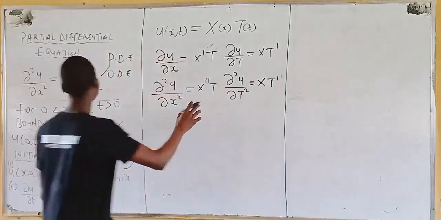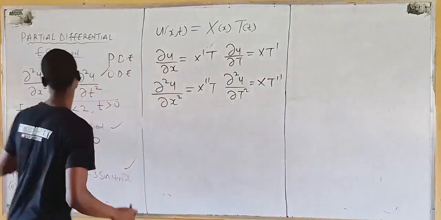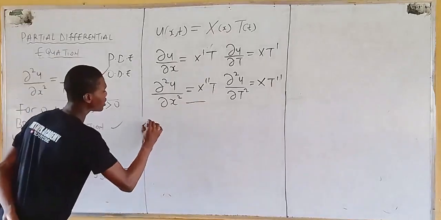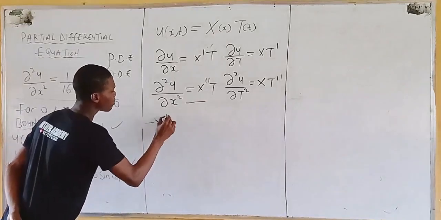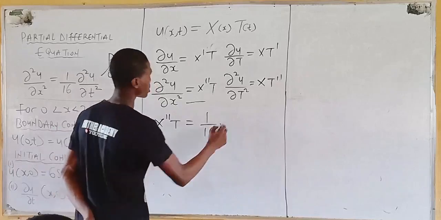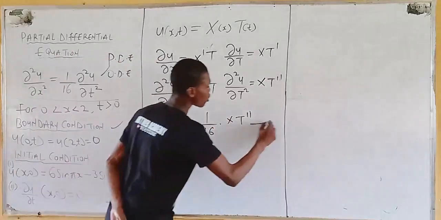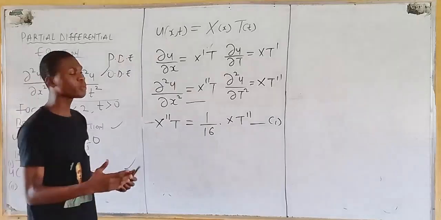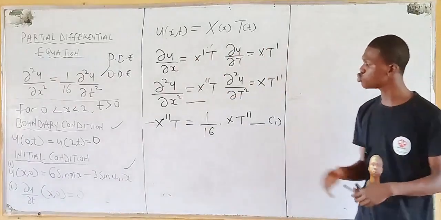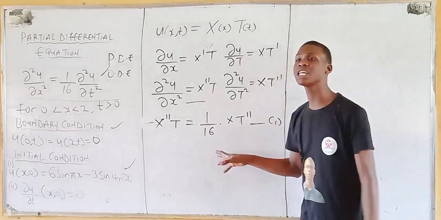Now let's substitute values into our general partial differential equation. The second partial derivative of U with respect to X, we've gotten this, right? So I'm having X prime prime multiplying T, equating that to 1 over 16 multiplying X T prime prime. So this is equation 1. You observe that equation 1 contains only function X and function T. So what we are going to do is separate the function of X from the function of T, meaning you want to implement the idea of separable variables.